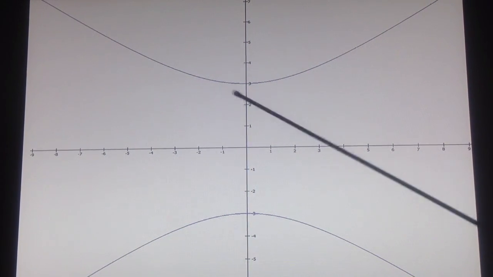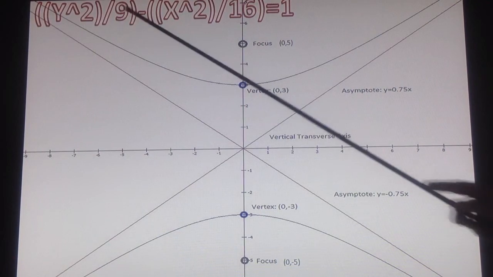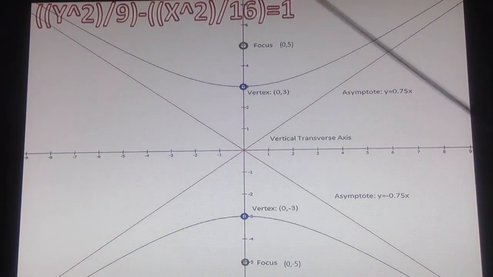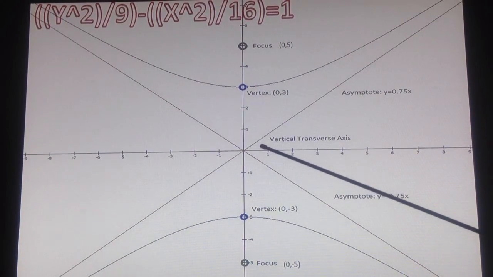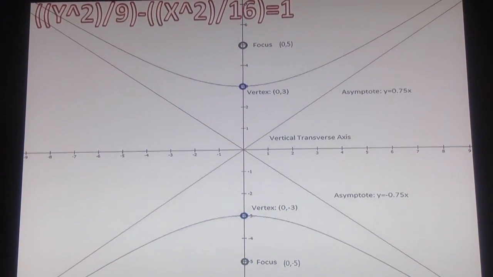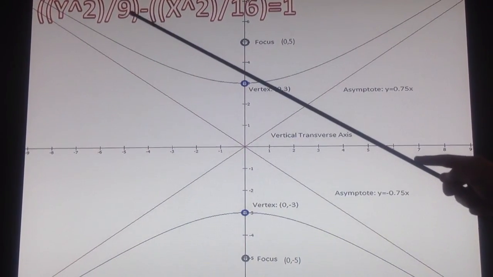This is the graph of the 3-point lines on the Michigan basketball court. First, the equation is y squared over 9 minus x squared over 16 equals 1. We know the center is at the origin because there is no translation. To find the vertex of the graph, we must find the value of a. A is the square root of 9, so a equals 3.